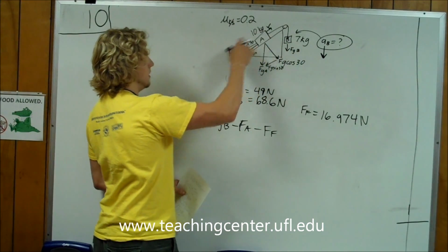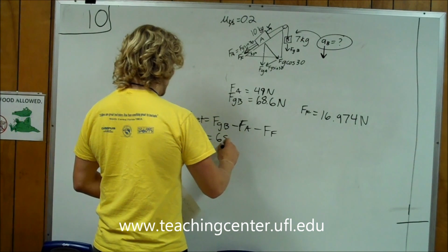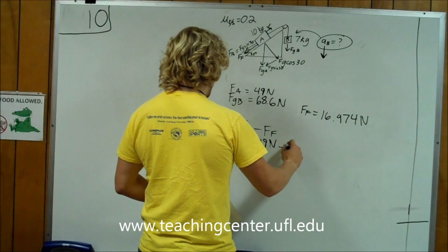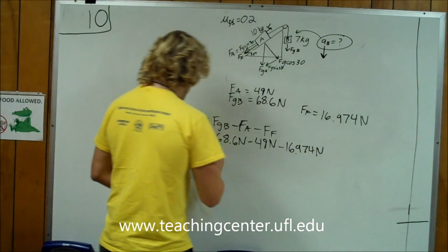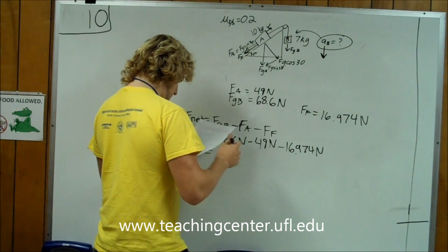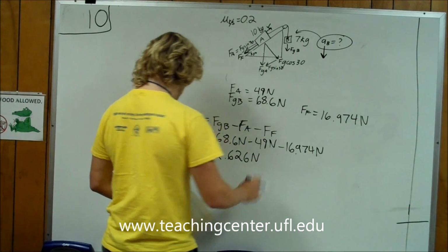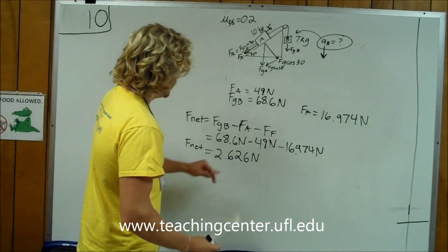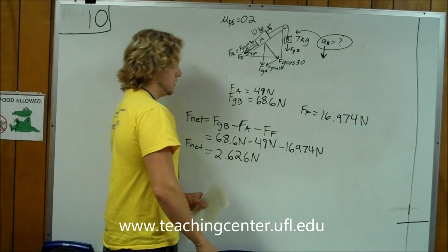We have this force, and these are opposing it. So that means we have 68.6 newtons minus 49 newtons minus 16.974 newtons. And that equals 2.626 newtons, which is the Fnet. Okay? Now we know the overall force acting on this entire system.